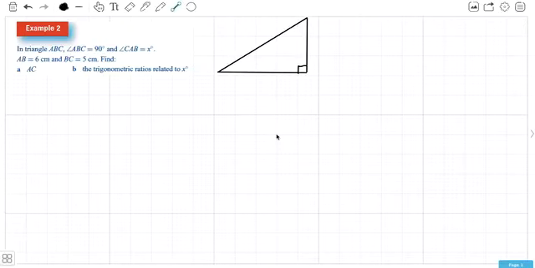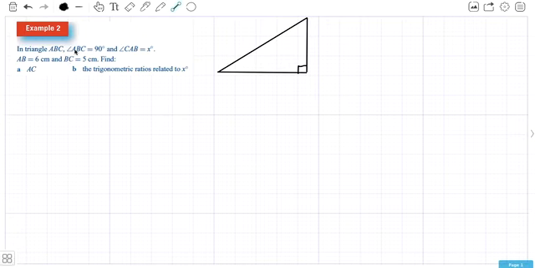So we're going to look at the trig ratios related to a particular angle. In this case, we're given a triangle that we have to work with, and then we'll actually look at all of the things you're going to be discussing in this chapter, so sine, cos and tan, and then their reciprocals, so sec, cosec and cot.